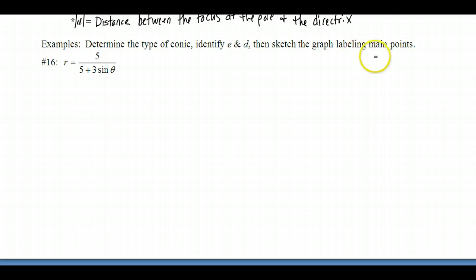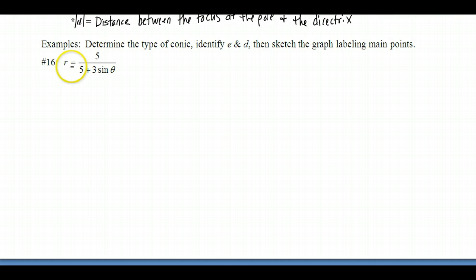And then we want to sketch the graph labeling the main points. I'll be specific on your quiz and test what I want, but main points, usually I'm looking for your two foci, and depending on what your conic is, I'll be looking for your vertices. I guess if it's a parabola, you just would have one.